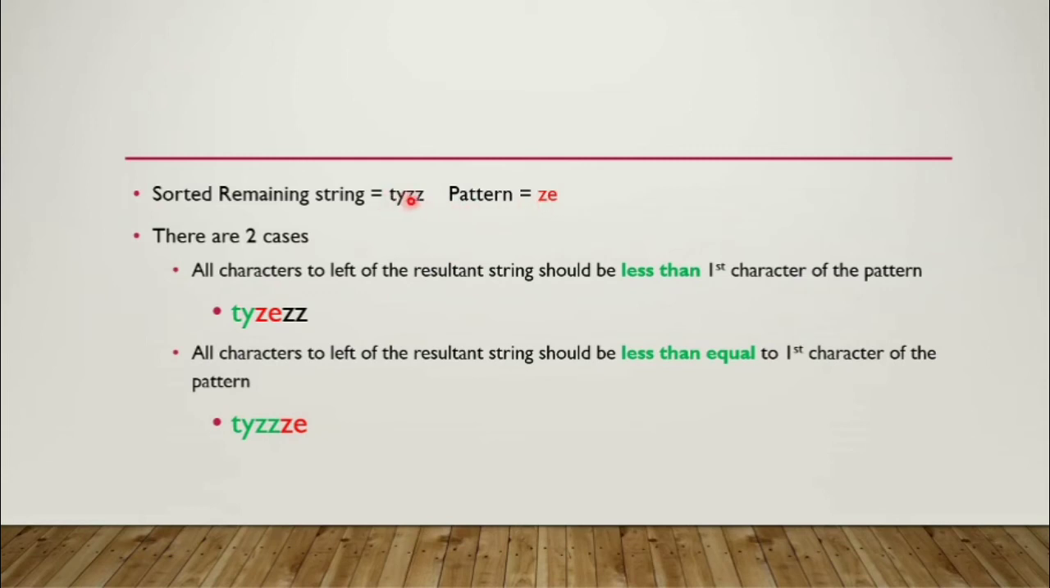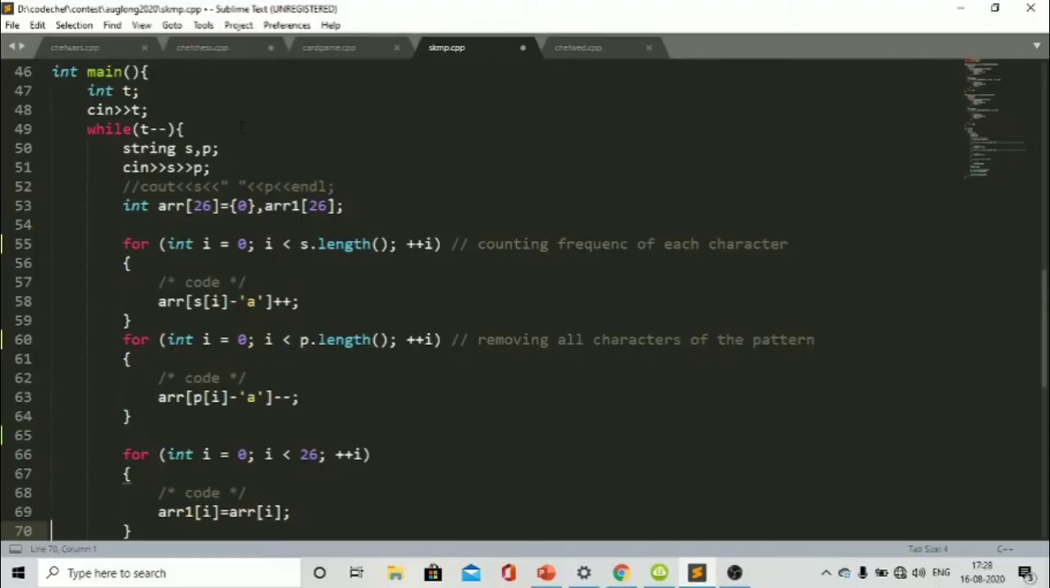So T, Y, Z, Z are all the characters which are less than or equal to Z. Okay. Now after T, Y, Z, Z, we will insert ZE. After doing these two cases, we will get two strings, and then the minimum of both the strings will be the solution to the problem. Okay. I hope you all have understood this logic. Now let's see the code of this problem.